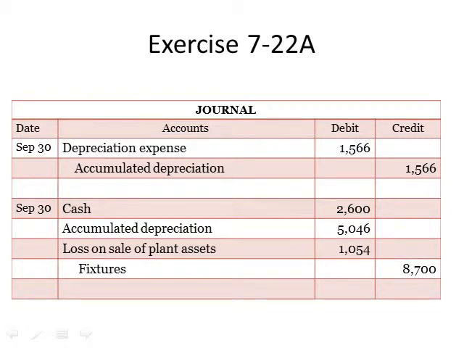The entries related to the sale of the fixtures are shown here. First, depreciation must be updated for the first 9 months of the year. The second entry shows a debit to cash for the selling price because we've increased cash, and that's an asset. When we increase assets, we increase those with a debit. In addition, the accumulated depreciation related to the fixtures must be zeroed out. The loss computed on the previous slide is also debited. Finally, the fixtures account is credited for the original cost of the asset.